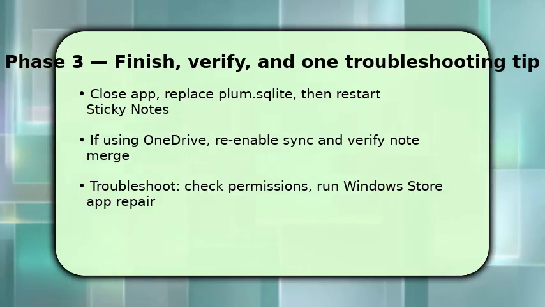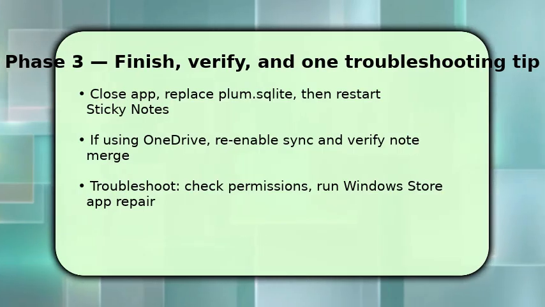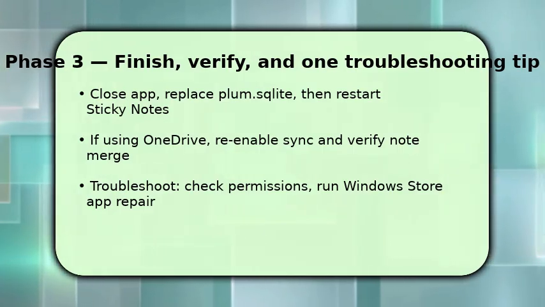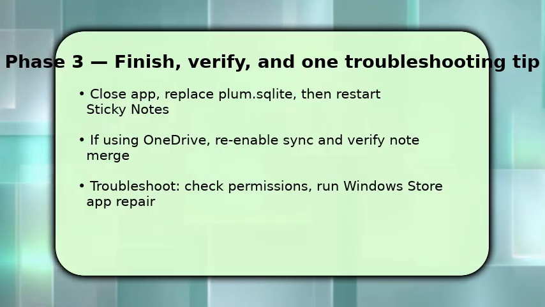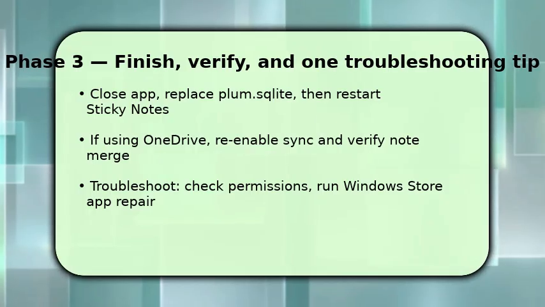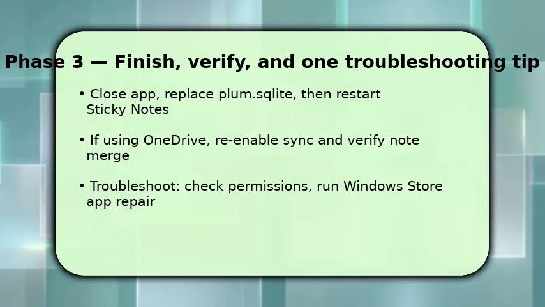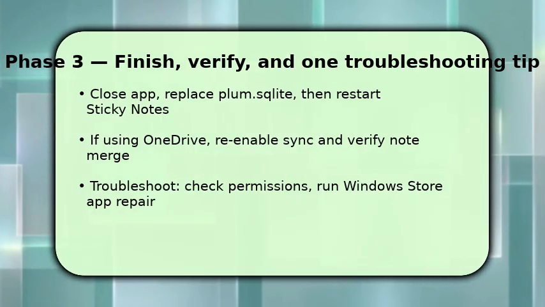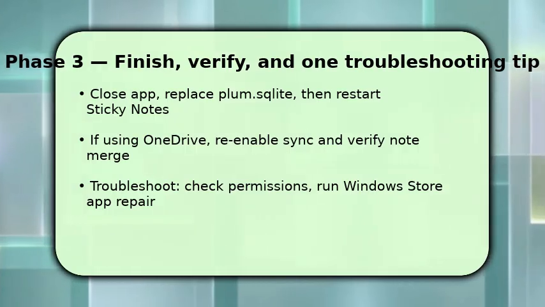Close Sticky Notes, place your restored plum.sqlite into LocalState and ensure its owner is your user account, then start the app. If you rely on OneDrive Sync, sign in and allow a few minutes for notes to merge. Make sure colors and formatting appear. If they don't, export from your SQLite copy and paste notes manually into new notes.